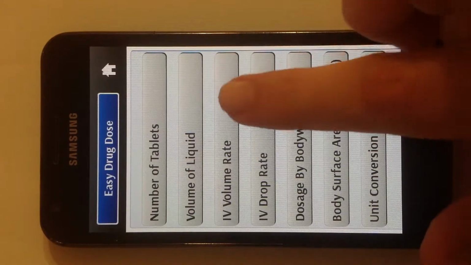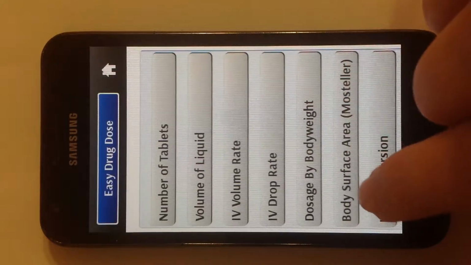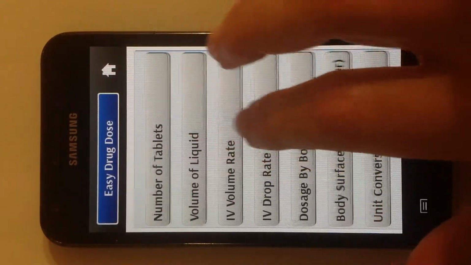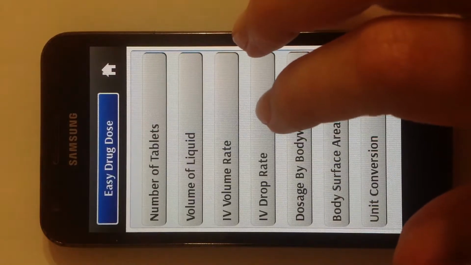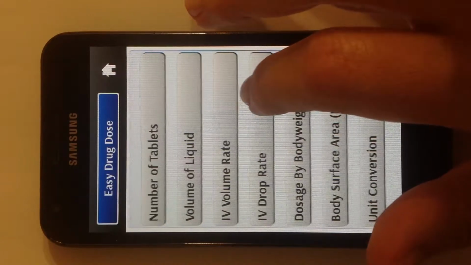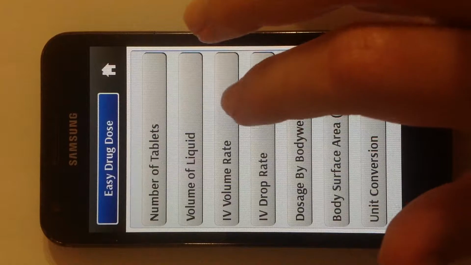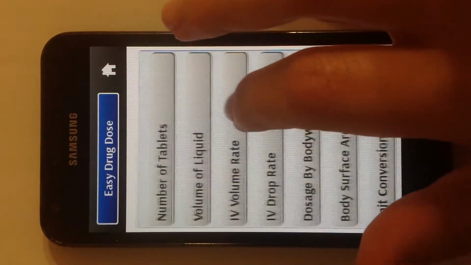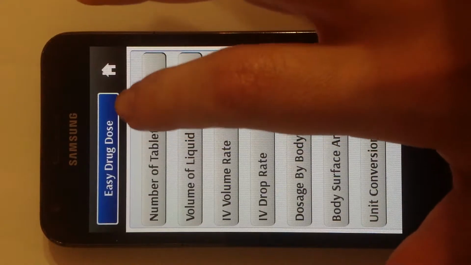Hello, today I'll show you how I use the Easy Drug Dose application in my clinical practice. As a nurse, I find it really helpful to have a means of checking and verifying that my calculations are correct, so I use this application. I work often in a hospital environment as well as in the community, and I find it really practical to have this with me and just use it on my phone when I need to.